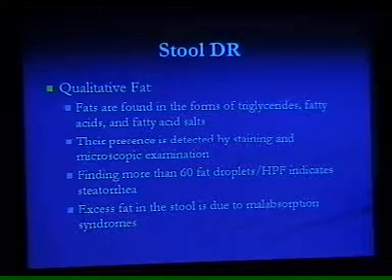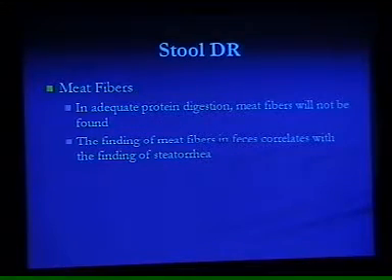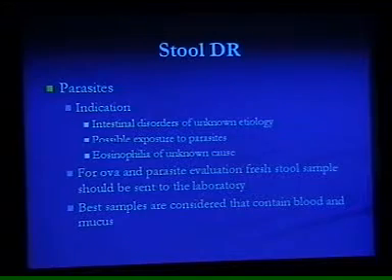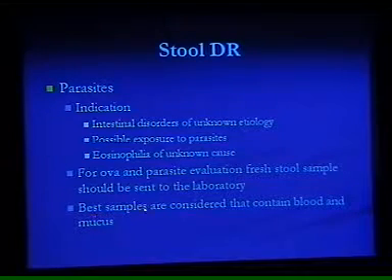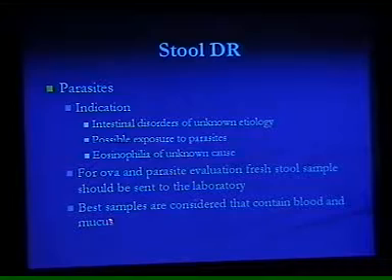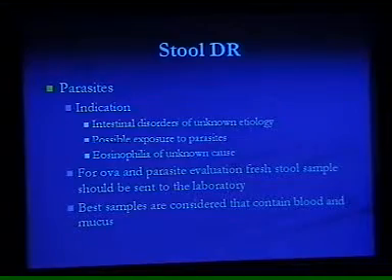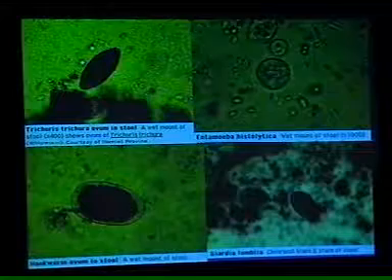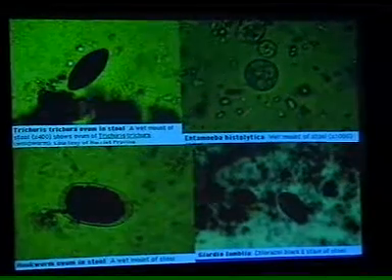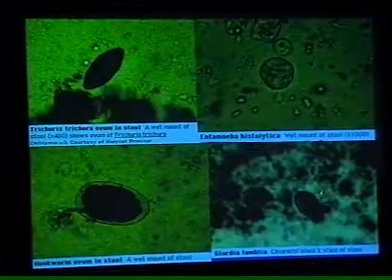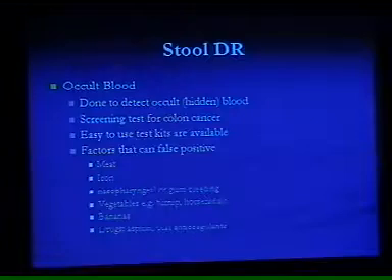Qualitative fat you can detect in the stools, and if high, you can suspect some malabsorption syndrome. Meat fibers, if there is pancreatic insufficiency, you can see meat fibers too. And parasites, the point to remember here is that the samples should contain blood and mucus, and the stool should be sent fresh because the cysts get destroyed with time. And these are common examples of various parasites. This is Trichuris trichiura, Entamoeba histolytica. This is a cyst of Giardia, and this is a hookworm ovum. And this is Diphyllobothrium and Ascaris eggs.